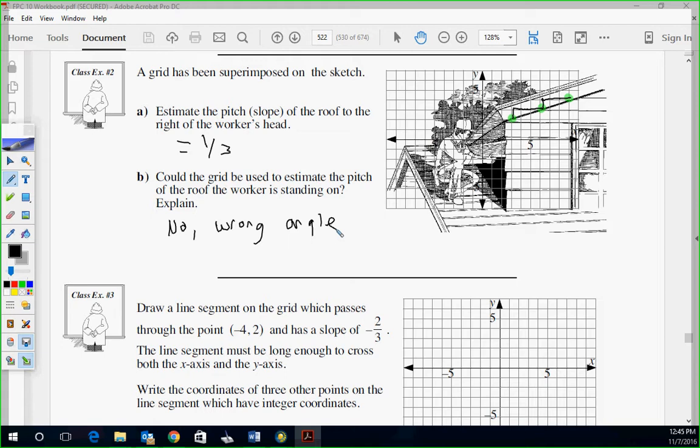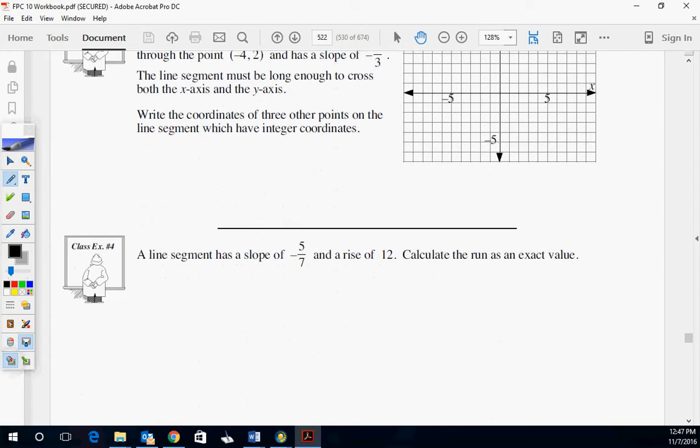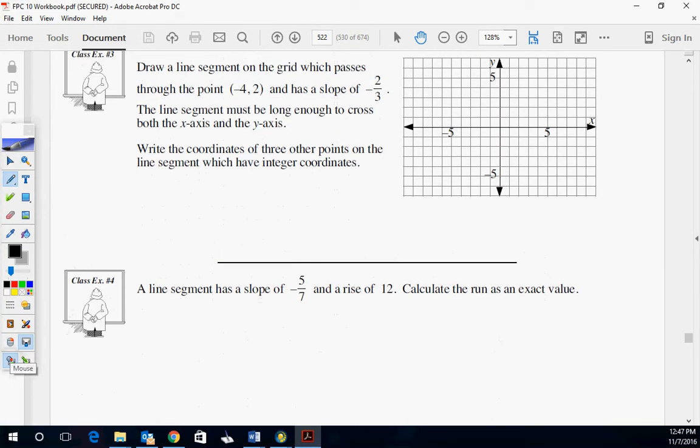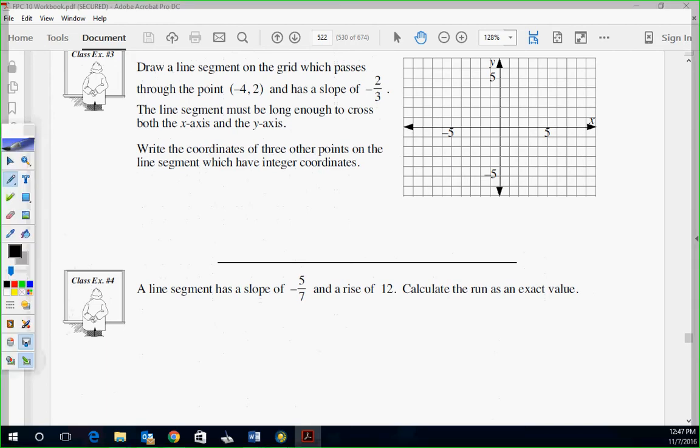Okay, look at example 3. Draw a line segment on the grid which passes through the point (-4, 2) and has a slope of -2/3. This is what I said before on the board. You should be able to do this quickly. Find the point (-4, 2). That's your first step. 1, 2, 3, 4, 1, 2. That's the point they want.